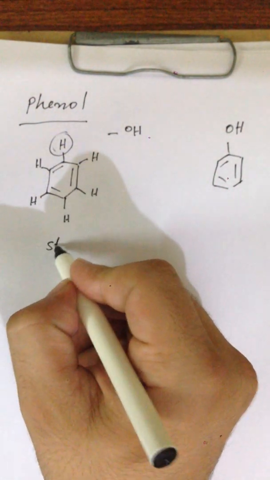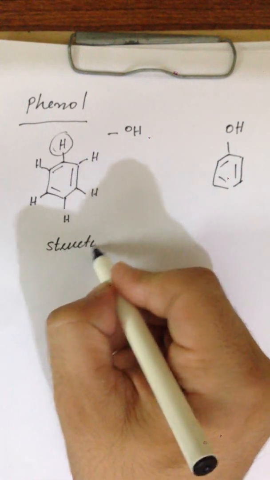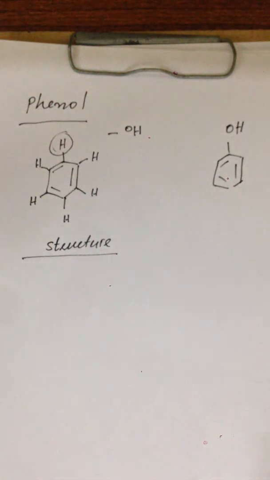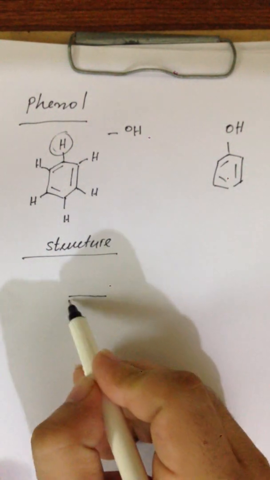Let's talk about the structure of phenol. Before we start the structure of phenol, let's remind ourselves of the structure of benzene. We have studied the structure of benzene. It has a planar structure in which the carbon atoms are arranged in the form of a hexagon.